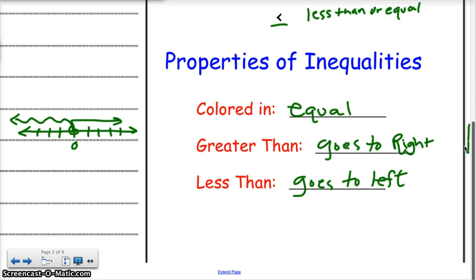Okay, so we have colored in. Colored in means that it can equal it. If it's greater than, you're going to the right. If it's less than, you're going to the left. Those are properties you need to know. And then you need to know if the open mouth is facing you, it means it's bigger than. If the point is facing you first, it means less. Moving on.